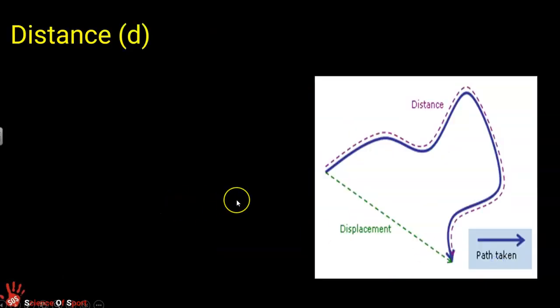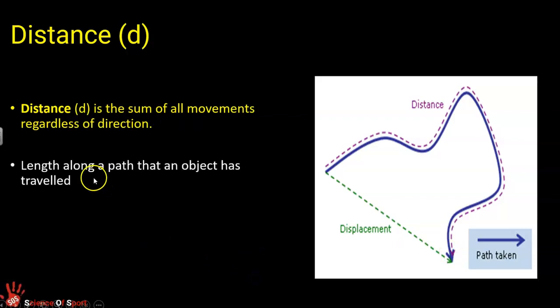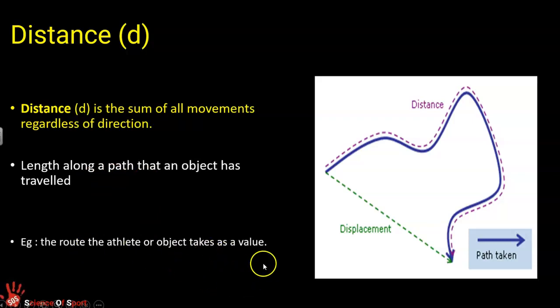Other examples, so let's get some key facts down about distance. Distance is the sum of all movements regardless of direction, so wherever the athlete goes. So on my diagram on the right here, it's all the wiggly line. This is the distance that the path that is taken by the cyclist, the runner, whoever it happens to be, the car. It is the length along the path that the object has travelled, the actual route that they take.